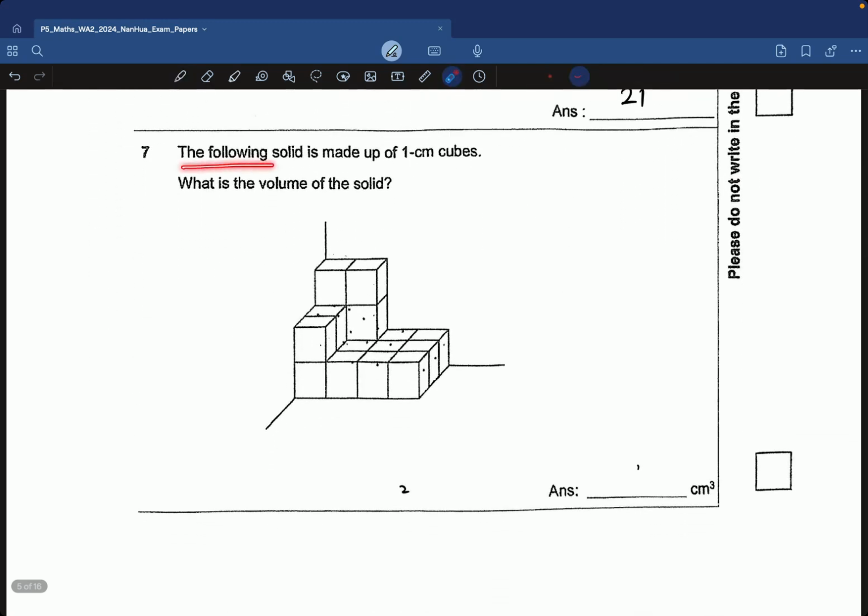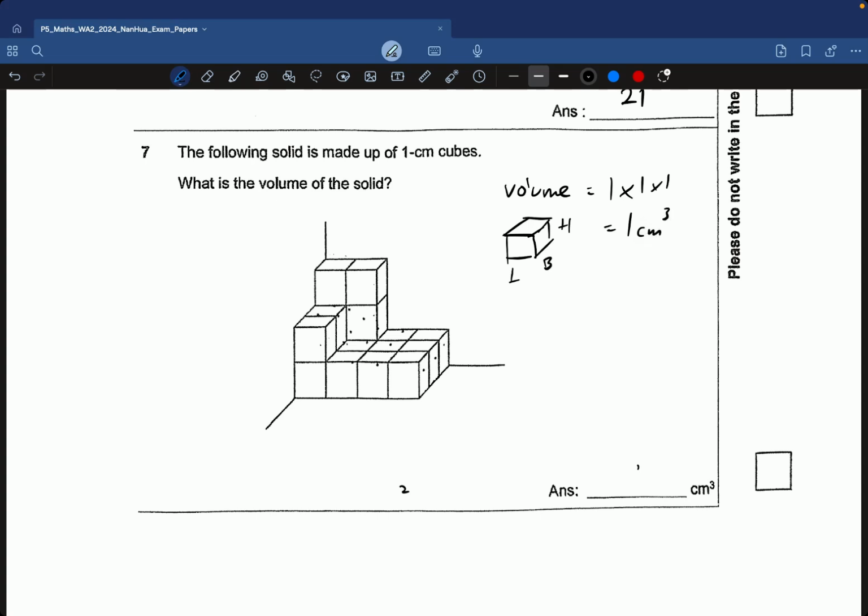The following solid is made out of 1 centimeter cubes. What is the volume of the solid? Okay, so 1 centimeter cube. To get the volume, let me just draw a simple cube over here. You need to get length times breadth times height, and each of them is 1 centimeter, because in a cube all of the sides are the same. So if a cube is 1 times 1 times 1, this will give us 1 cubic centimeter. So the volume for each cube is 1 cubic centimeter.